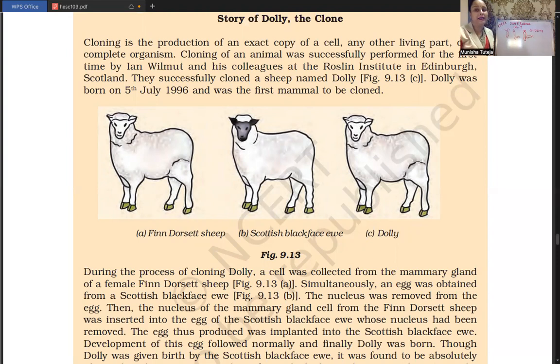And the third one is Dolly. Do you know these two, A and B, they are the actual parents of Dolly. Okay, but not in the usual way, not in the usual sexual reproduction that we have studied, not that way. In fact, Dolly was made through cloning. Okay, now you will say what is cloning.